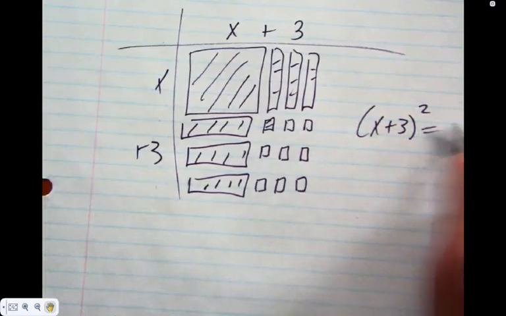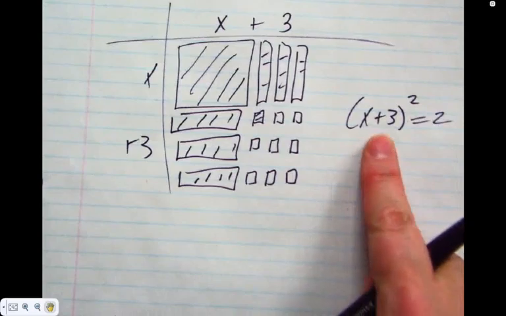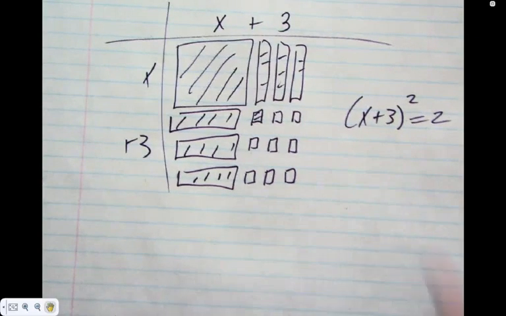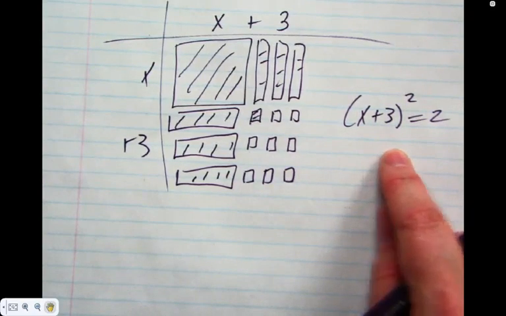If this was equal to some kind of number, how would I get rid of the squared? Square root, and then how would I get rid of the 3? I would take the 3 over. So this is what we're trying to do, is make all the questions look like method 2. How do we do that? It's called completing the square. If I can make them look like method 2, then I can use method 2, which you've just seen isn't bad compared to factoring. That's what completing the square is.